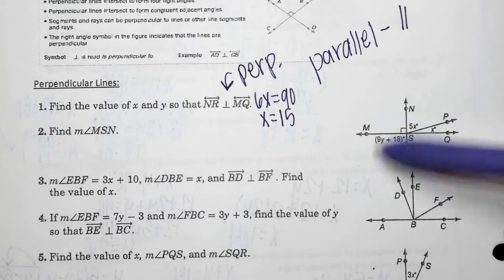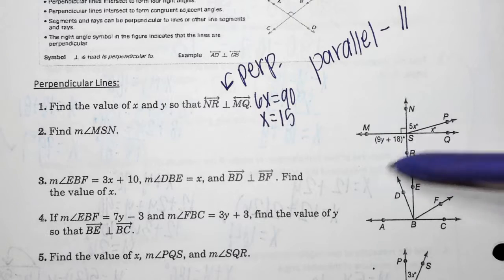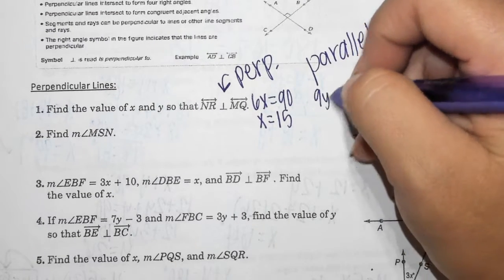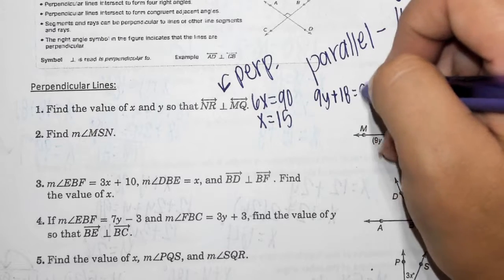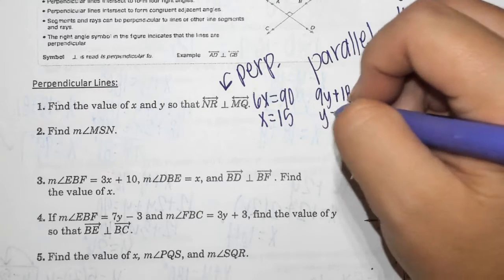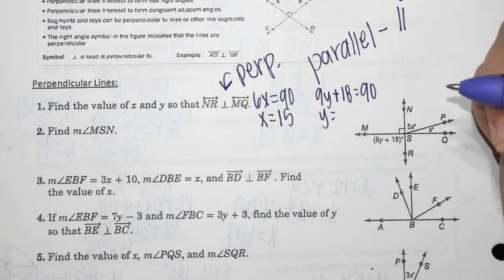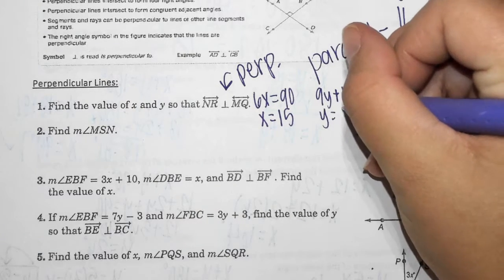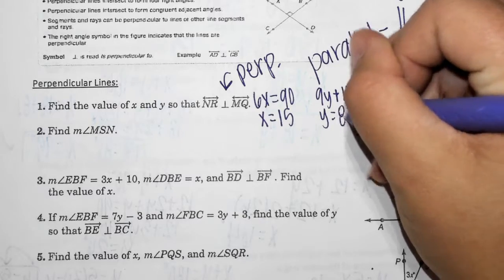Okay, now do y. What's this whole angle equal to? 90. So 9y plus 18 equals 90. What'd you get? Did I get 8? Good.